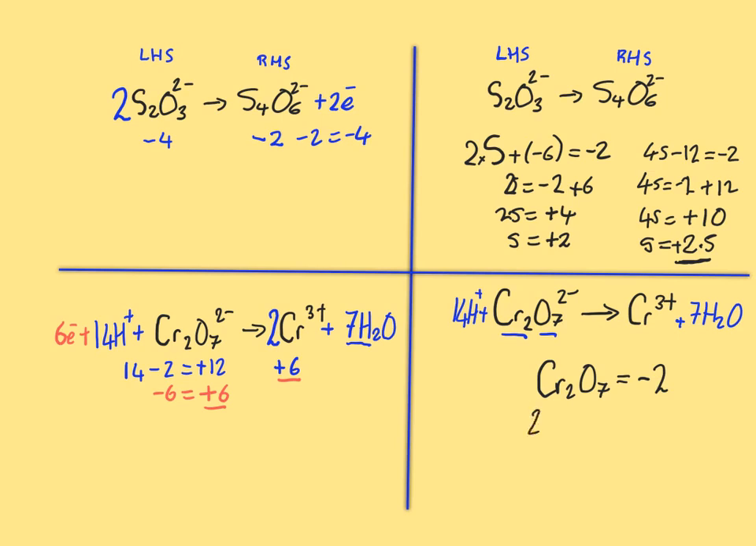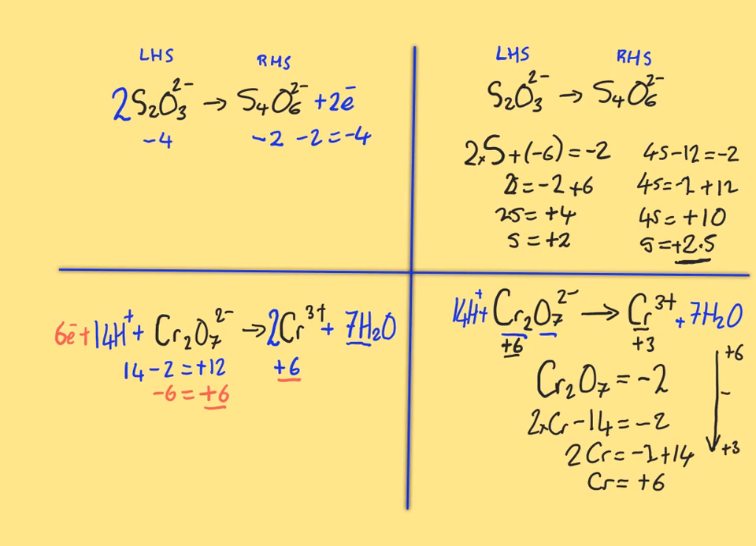And therefore 2 lots of chromium and 7 lots of oxygens. Each oxygen has an oxidation state of -2, so that's -14. 2 lots of chromium is equal to -2 plus 14, and therefore chromium must have an oxidation state of +6. So this is the dichromate 6 ion that we met earlier on. The oxidation state of chromium on this side is simply the charge on the ion, which is +3. Chromium therefore has gone down the ladder from +6 to +3.